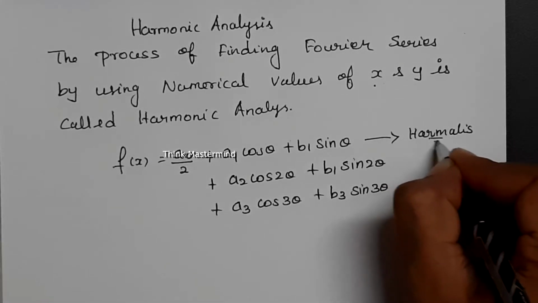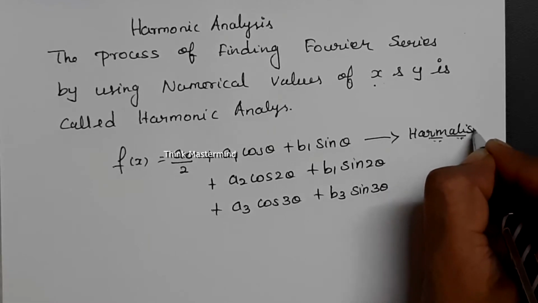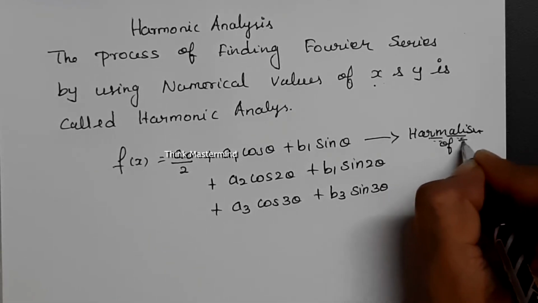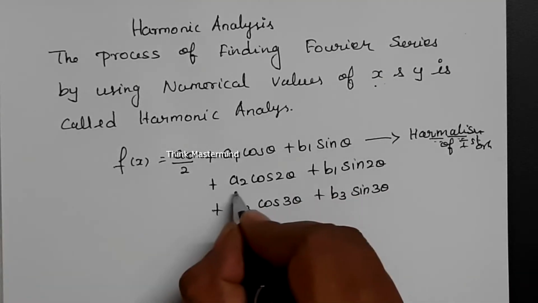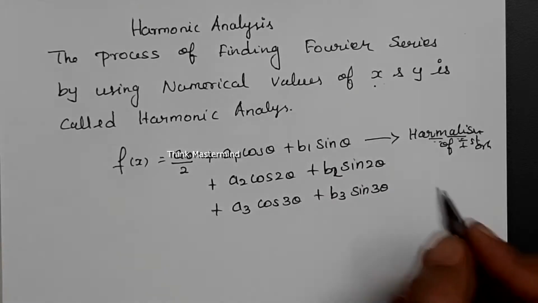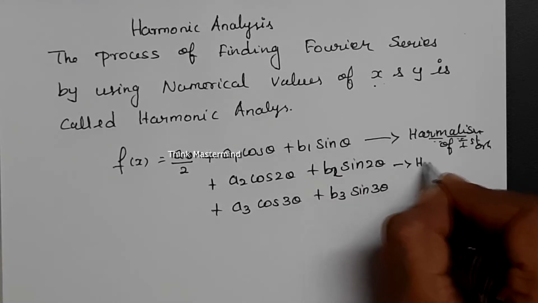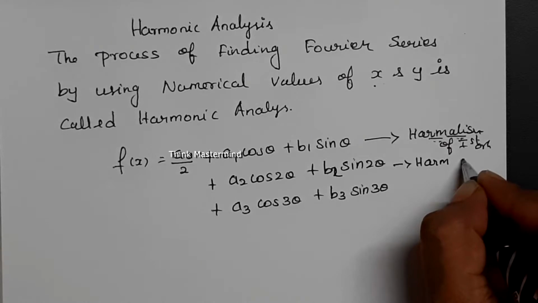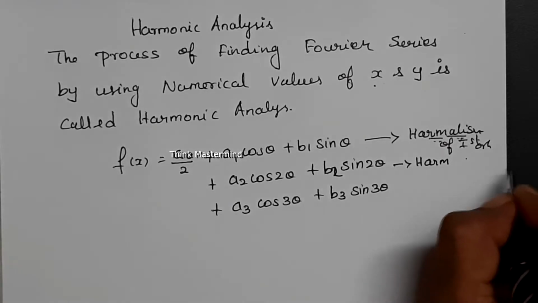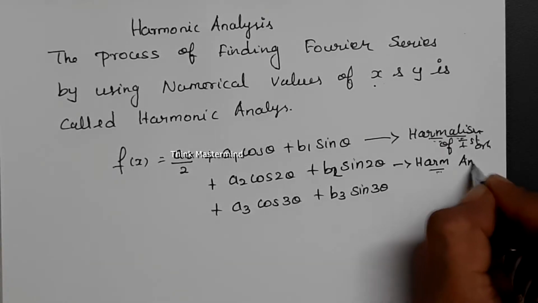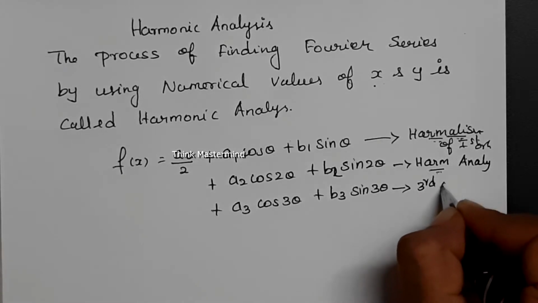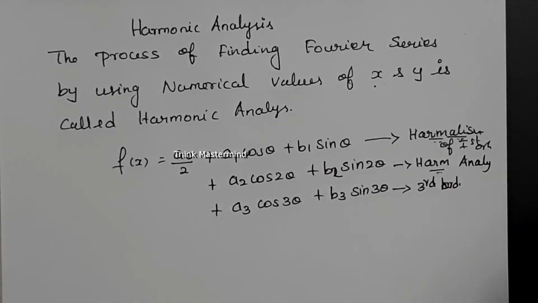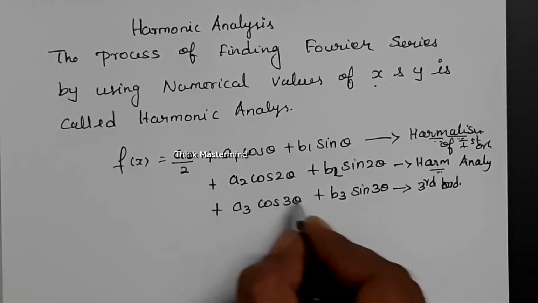Harmonic analysis of first order. Up to the second term, that is a2 and b2, is called harmonic analysis of second order, or second order harmonic analysis, and this is called third order harmonic analysis. So what are a naught, a1, b1 and a2, b2?